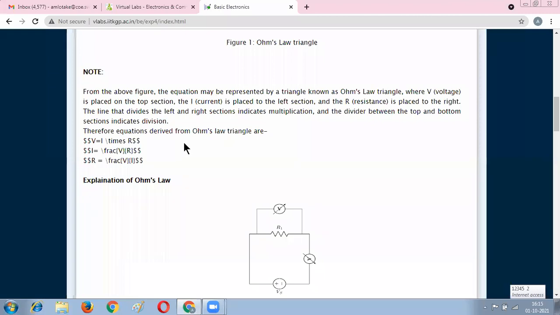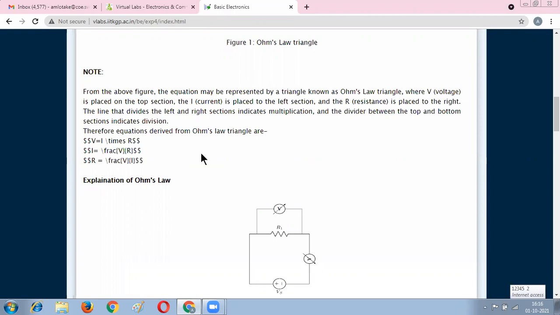जर तुम्हाला करंट फाइंड आउट करायचं असेल तर यू नो द फॅक्टर, that is if V is equal to IR, then what will be the value of I? I is V divided by R. Similarly you can find out the resistance if you know the voltage and current. So these are the three equations you can derive from Ohm's law: V is equal to IR, I is equal to V by R, and R is equal to V by I, if you know the other two values.